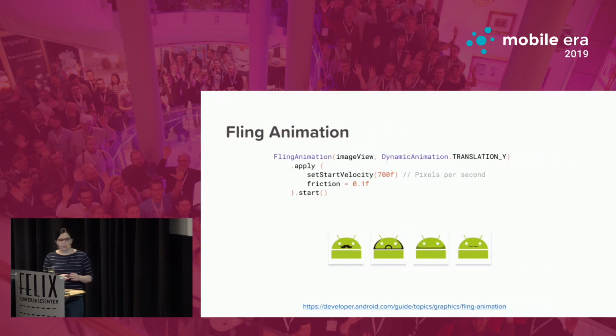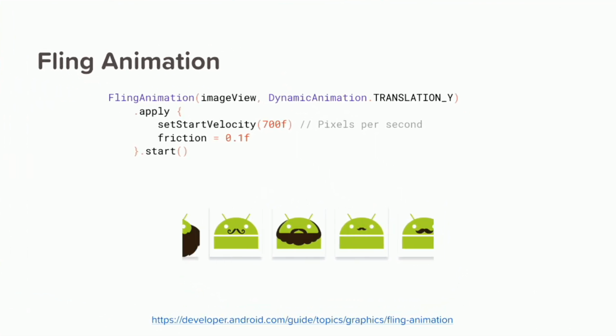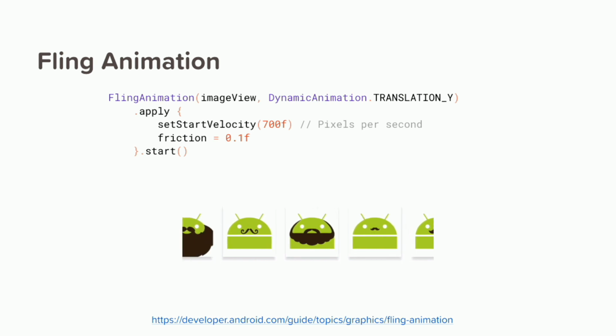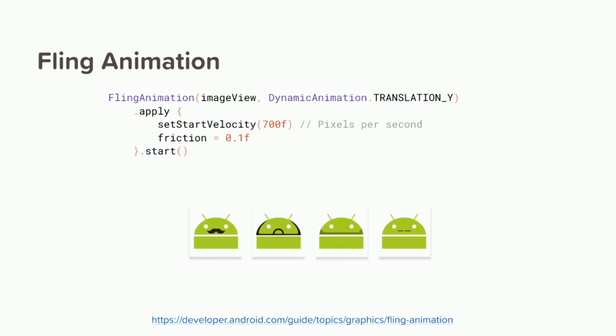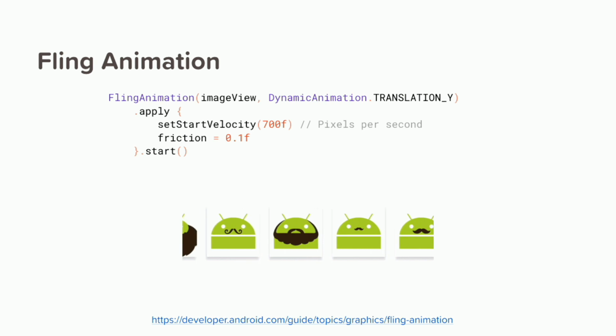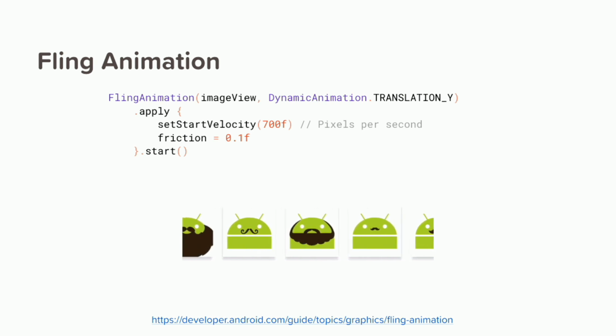So a fling animation, you're probably very used to with recycler views because it's something that is built in out of the box. But basically, what you do to create a fling animation is you give it the view that you want and what property you want to animate on this view, like translation Y. There's a bunch of built-in ones like translation Y, translation X. And then you can set a start velocity. So obviously, you probably want to base it on what the user has scrolled, the velocity of the gesture that they've done.